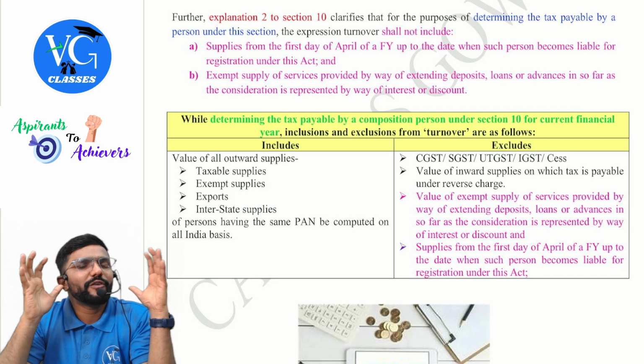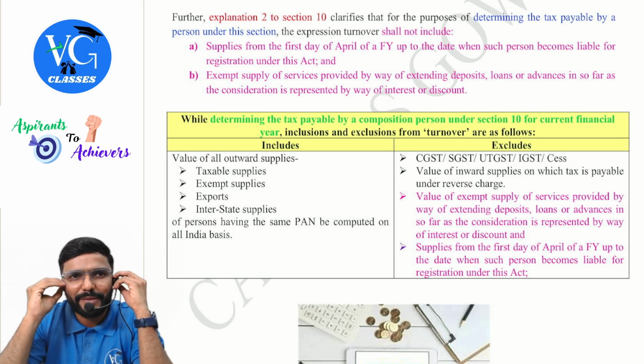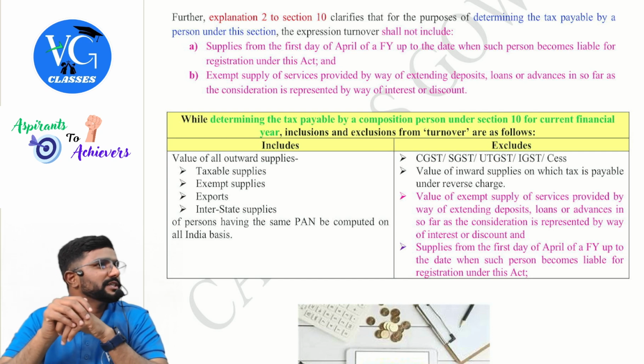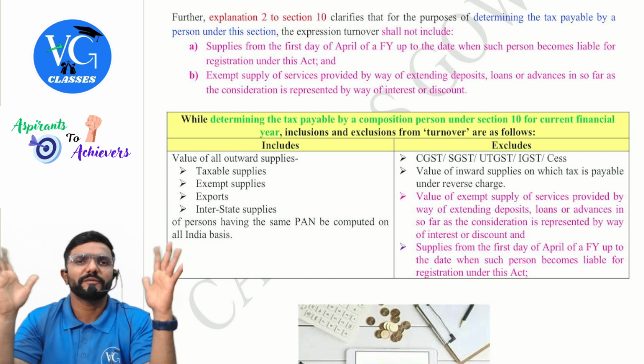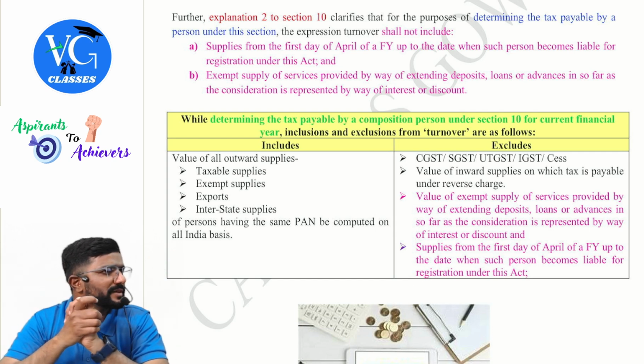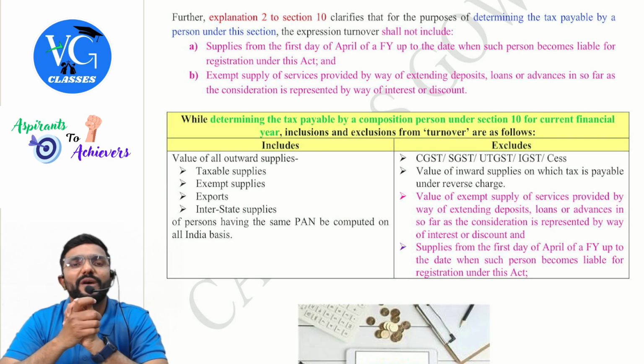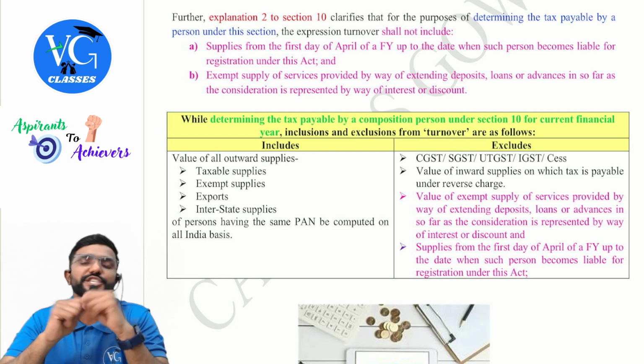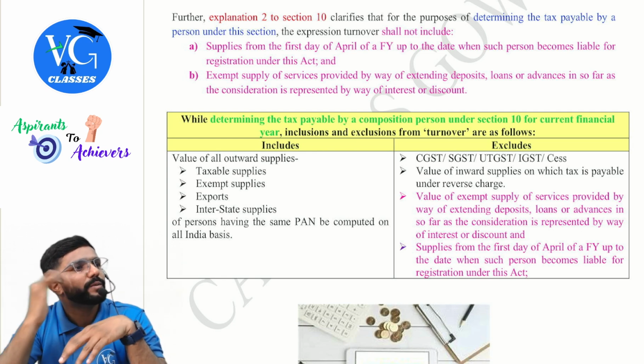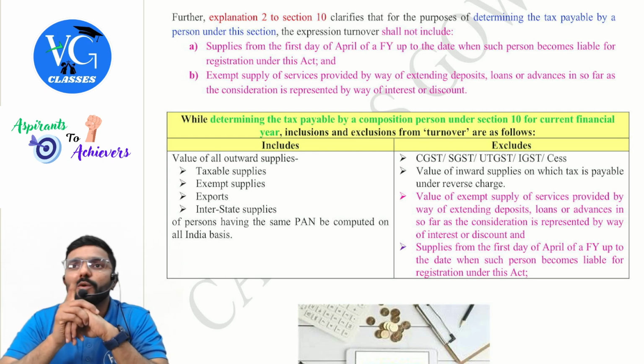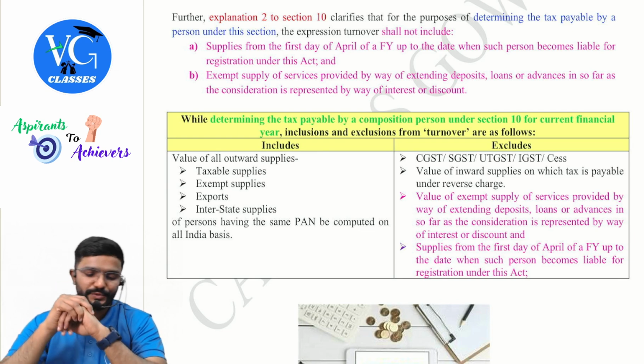So if I have to follow the composition scheme, is registration mandatory for me? Yes, registration is mandatory. Assume I have registered from day 1 only as a composition person. Should I pay tax from rupee 1? No. Up to the registration limit, I need not pay. Only over and above that. Only over and above it, guys.